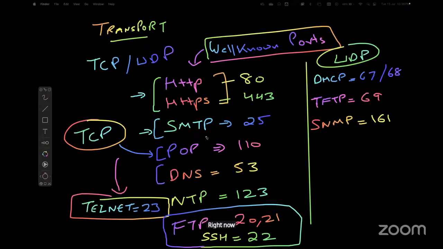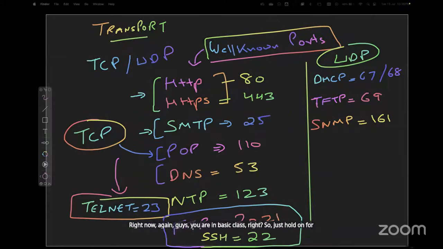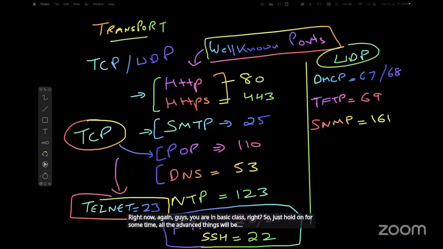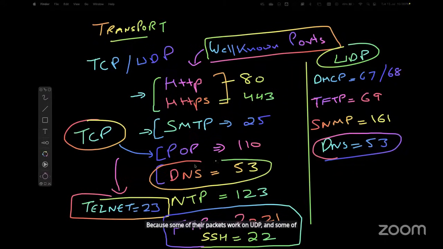Right now, again, guys, you are in a basic class, right? So just hold on for some time. All the advanced things will be discussed later on. DNS uses TCP and UDP, yes, both. So DNS uses 53 UDP also, because some of the DNS packets work on UDP and some of the DNS packets work on TCP.